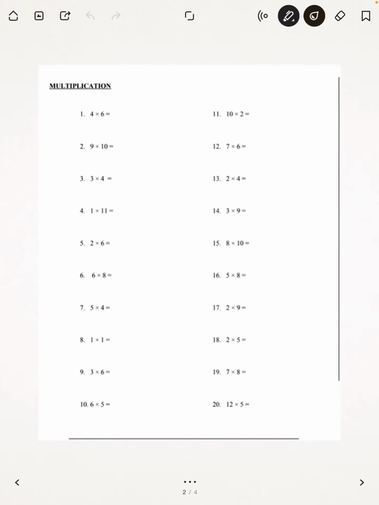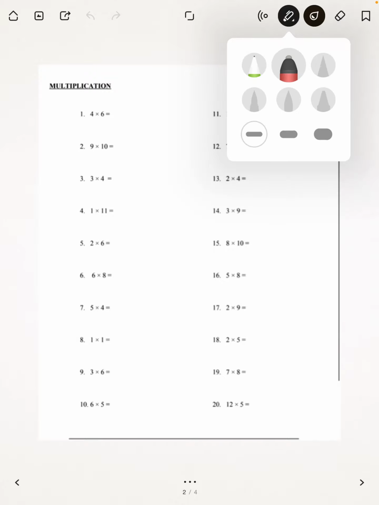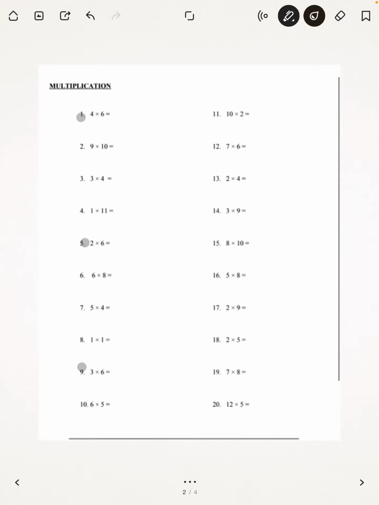Okay, multiplication. 4 times 6 means you could do 4 plus 4 plus 4, 6 times, or you could do 6 plus 6 plus 6 plus 6, and if you do that, you get 24.